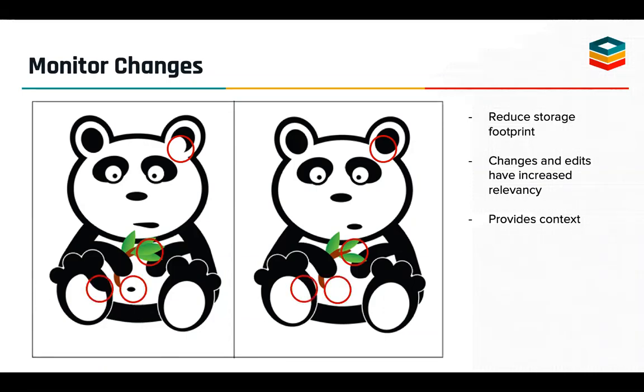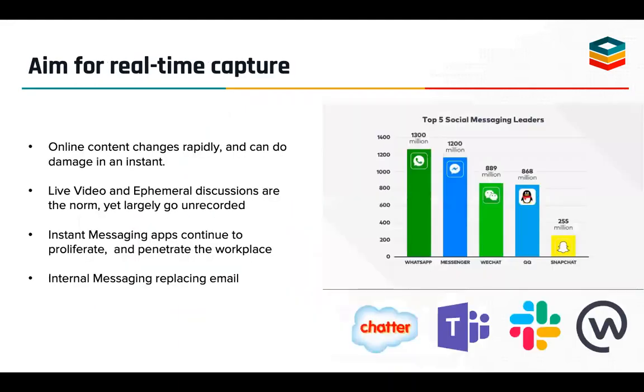Yeah. Also, live video and ephemeral discussions. So, real-time capture. Live video and ephemeral discussions are the norm, yet largely go unrecorded. Online content changes rapidly and can do damage in an instant. Instant message apps continue to proliferate. And internal messaging, as I had mentioned earlier, is slowly replacing email.